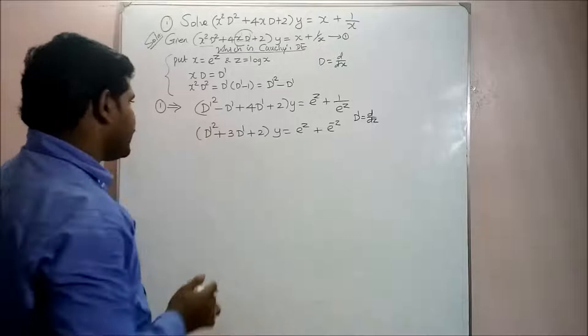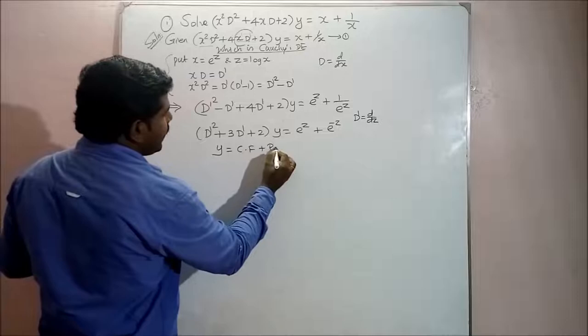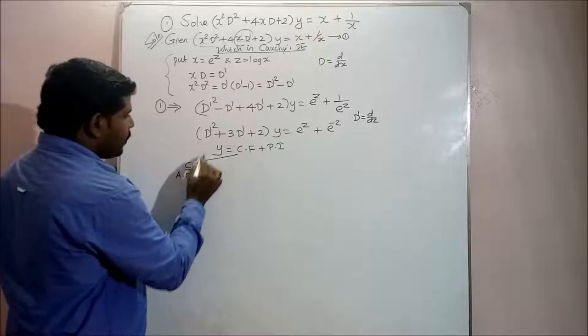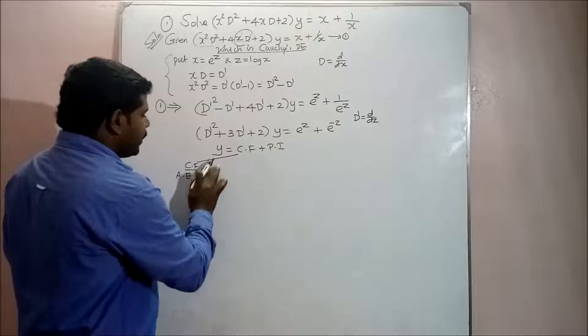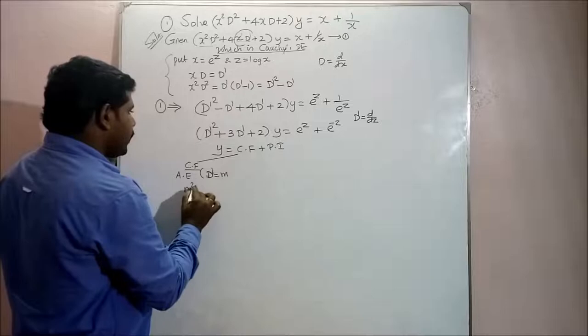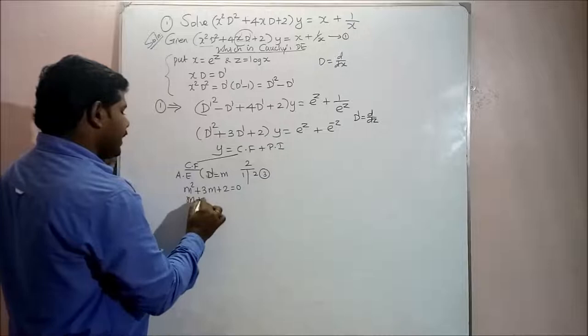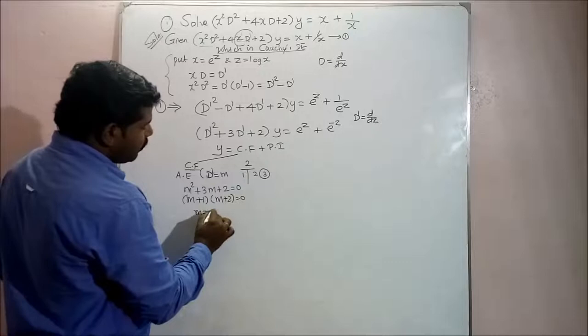The solution is y equal to complementary function plus particular integral. You know how to find the complementary function. To find it, we write the auxiliary equation, substituting D dash is equal to m. Then we get m square plus 3m plus 2 equal to 0. When factorizing, the product is 2 and the sum is 3, so 1 and 2. This can be written as m plus 1 into m plus 2 equal to 0, so m is equal to minus 1 or m is equal to minus 2.